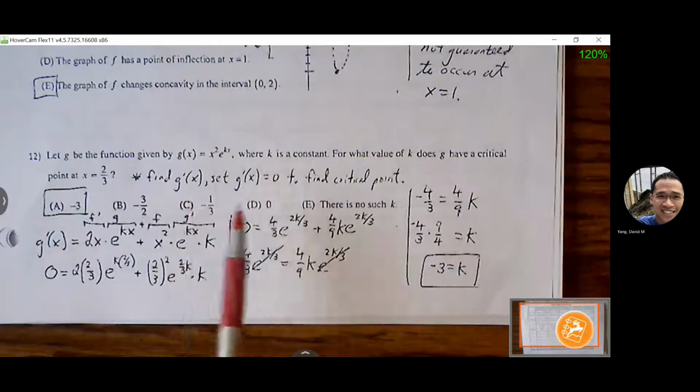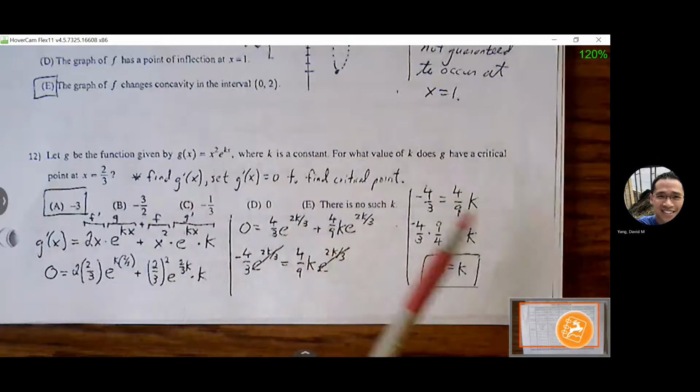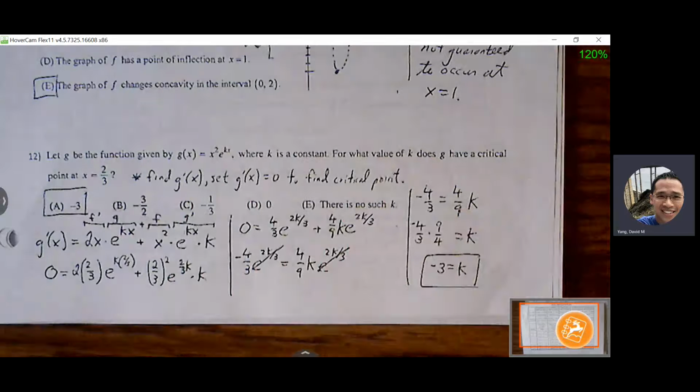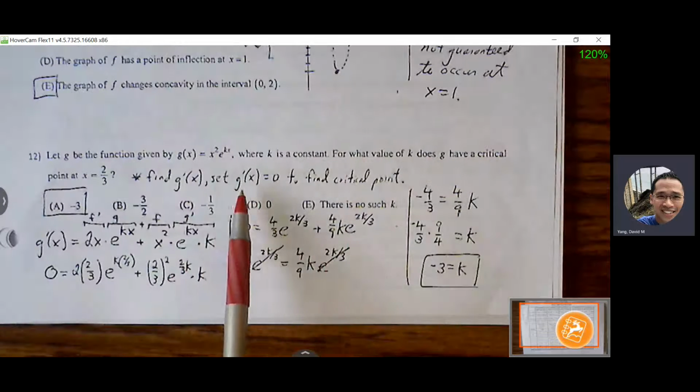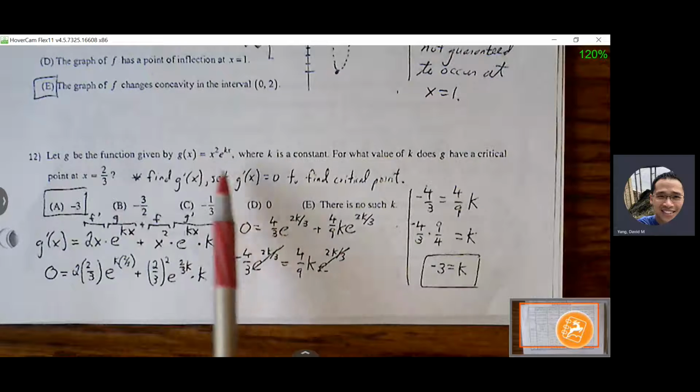Okay, number 12, g of x. For what value of k does g have a critical point? So critical points come from the derivative. We set the derivative equal to 0.